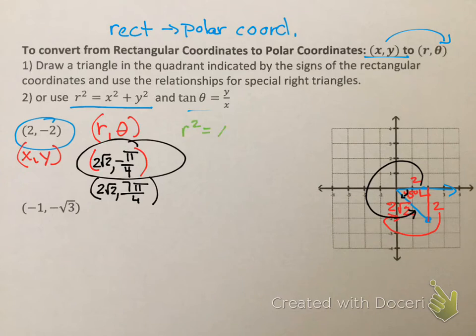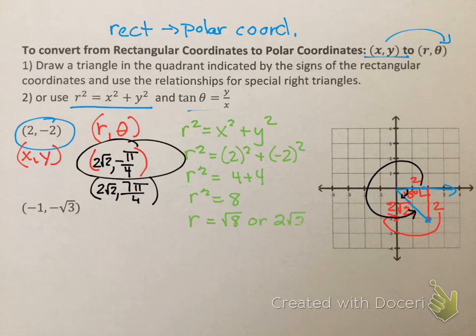R squared is equal to x squared plus y squared. So, r squared is equal to 2 squared plus negative 2 squared. So 4 plus 4, or r squared, is 8. So r is equal to the square root of 8, or 2 square roots of 2.